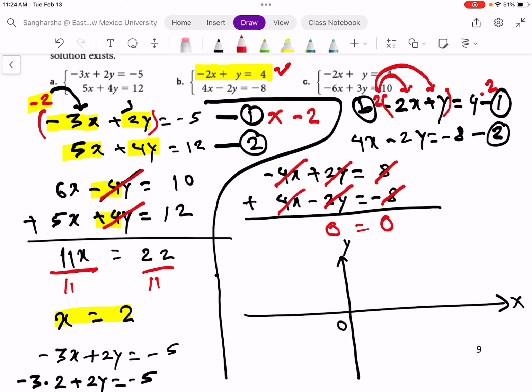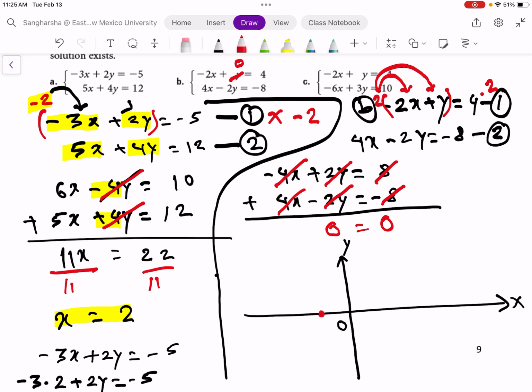So if y is 0 for this first equation, what is x? Can you do this in your head? So we are trying to find the x-intercept, right? So x-intercept means our y is 0. So if y is 0, what does x equal? So we have -2x equals 4. We divide both sides by -2. We get x equals -2. So (-2, 0) is the x-intercept. So our (-2, 0) is somewhere here. So this is (-2, 0).